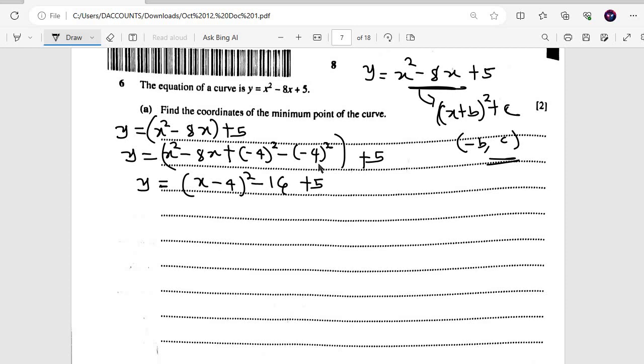Minus 4 squared is 16. So at the end of the day, y is (x minus 4) squared minus 11. So in this case, the minimum point is 4 and minus 11. That's the minimum point.